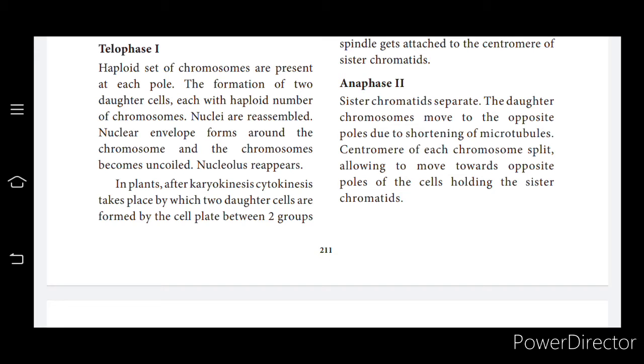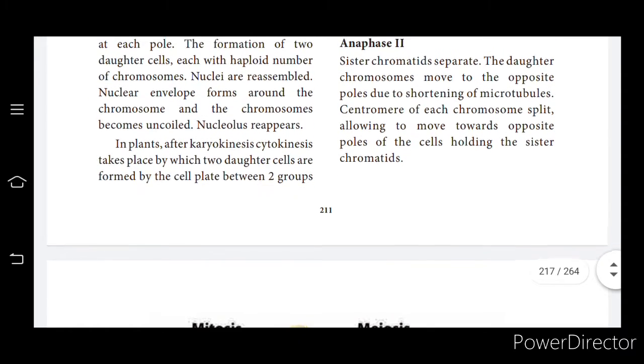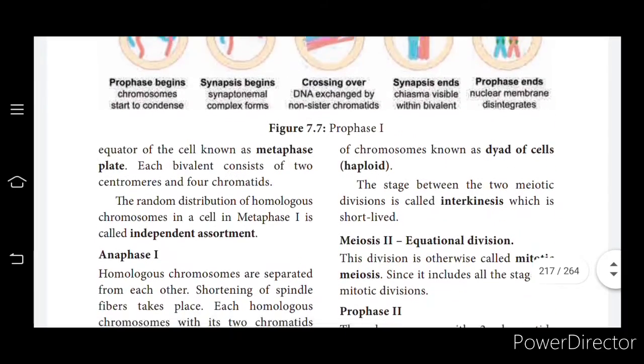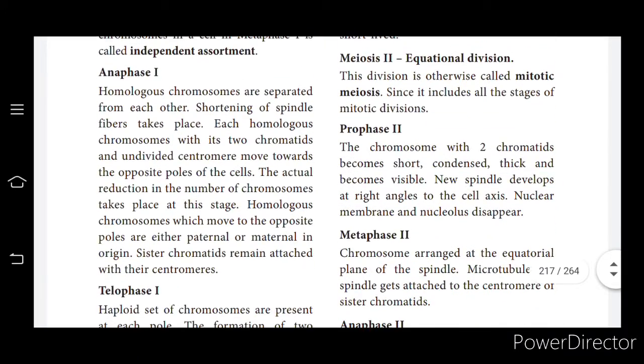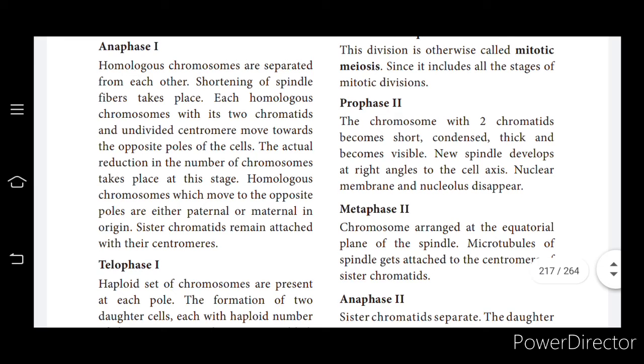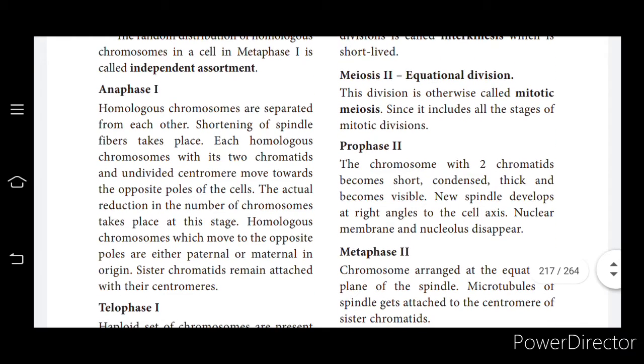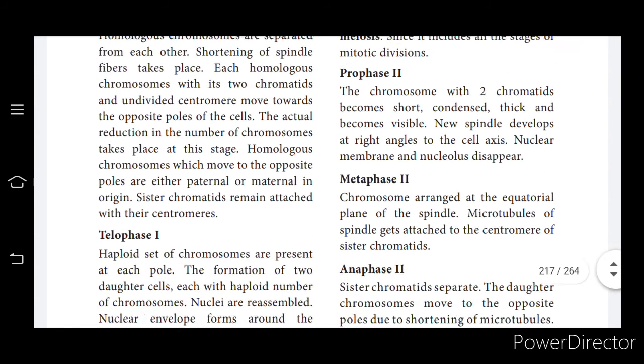of chromosomes. Nuclei are reassembled and nuclear envelopes form around the chromosomes, and the chromosomes become uncoiled and the nucleolus appears. Then we have the stage called meiosis II. It is otherwise called equational division because it occurs similarly to mitosis. Whatever is happening in mitosis is happening in meiosis II.